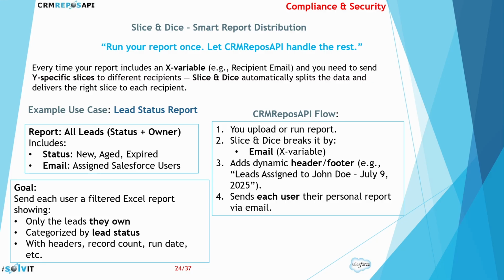Slice and Dice identifies the email in the first column, filters the report to the specific owner, applies a dynamic header and footer, such as "Lead assigned to John Doe," and emails each user their personalized Excel file. No manual filtering or exporting is required.